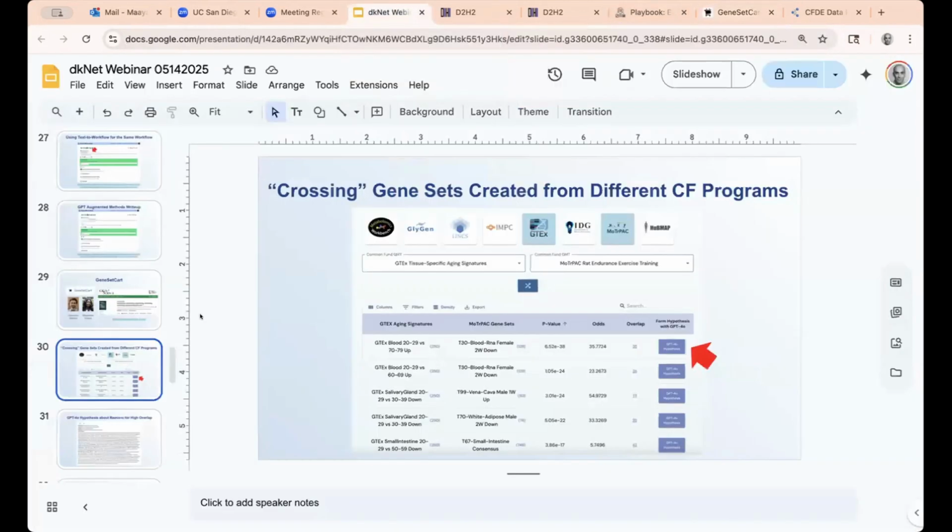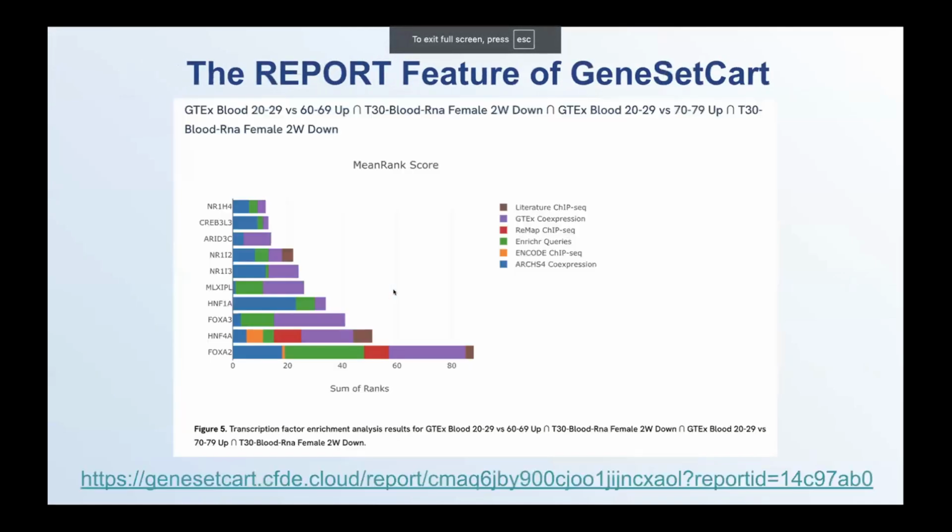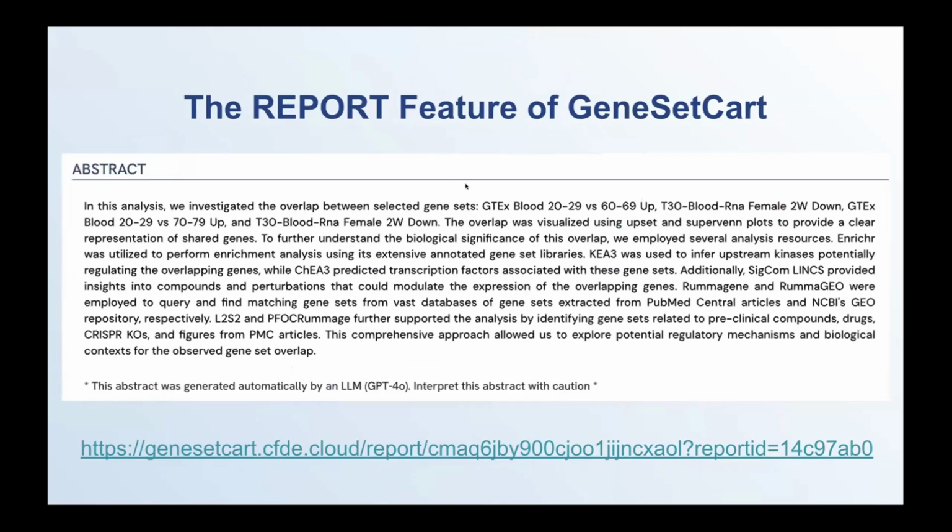So if I go back to the slides, this is what I showed you already. This is what part of the report looks like. So these are transcription factors that regulate those 24 genes. And we can see that there are a lot of nuclear receptors that are regulating those 24 genes that are related to platelet aggregation. And this is the abstract that is automatically generated with the LLM.